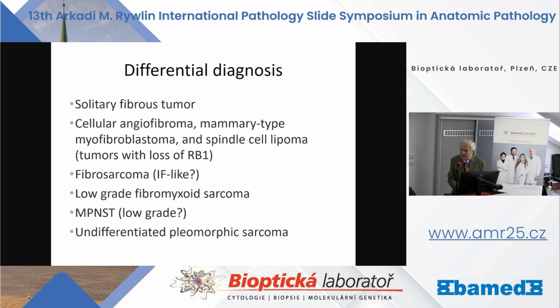And so the differential diagnosis is very different for the different parts of the tumor, because in the spindle cell part it's possible to think of a solitary fibrous tumor or cellular angiofibroma, mammary-type myofibroblastoma, spindle cell lipoma, fibrosarcoma, infantile fibrosarcoma-like, low-grade fibromyxoid sarcoma, and low-grade malignant peripheral nerve sheath tumor, or in the giant cell part, undifferentiated pleomorphic sarcoma, but there is no mitosis, and so it's not a very good fit for the diagnosis anyway.